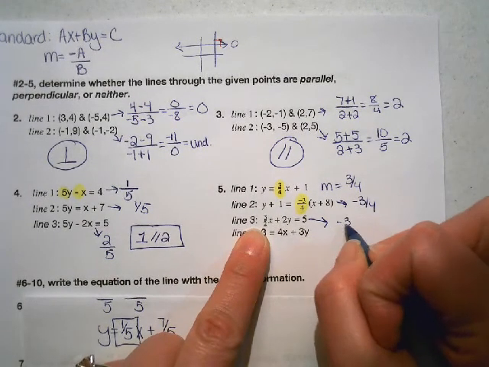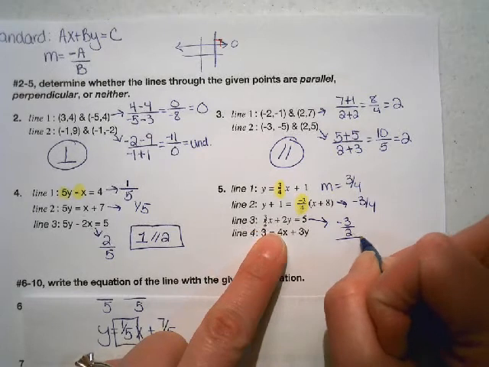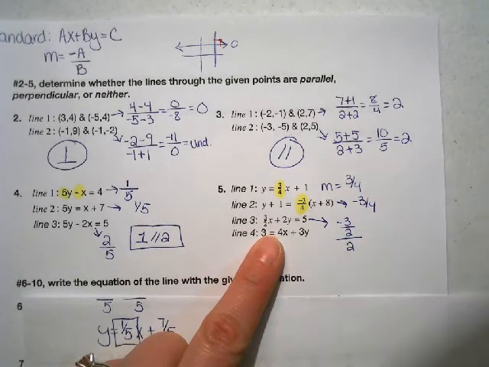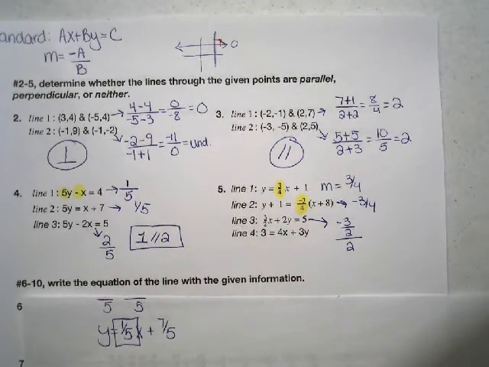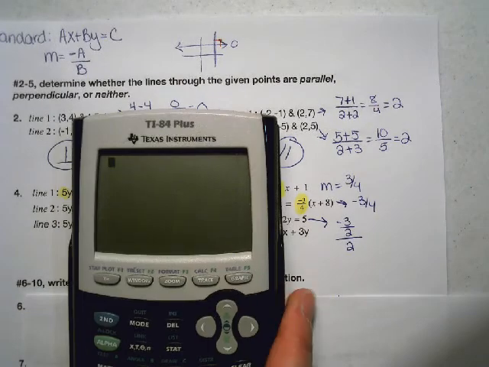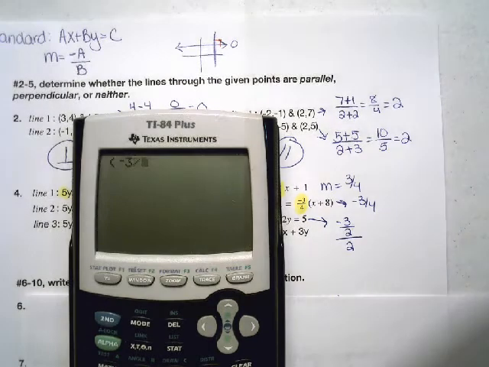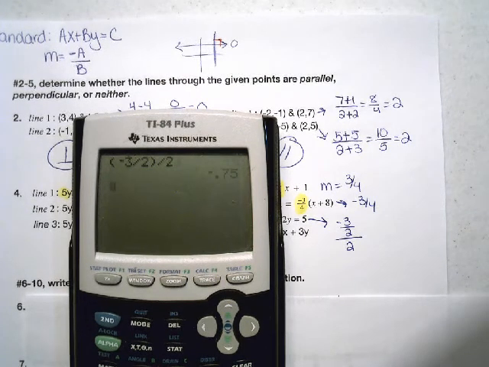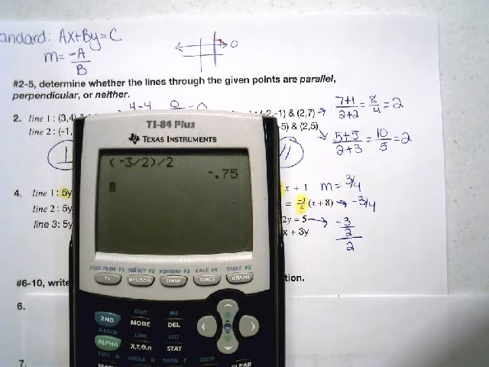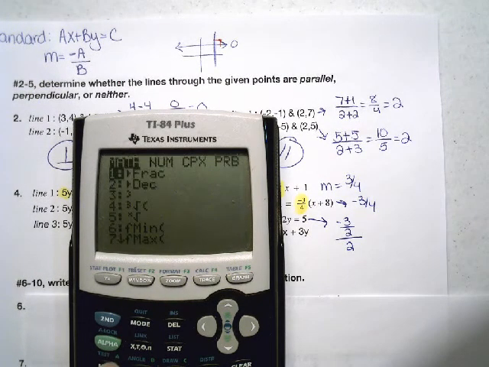Line 3, oh, that one's kind of a pain. Because if you want to use the shortcut, you would do opposite x divided by y. So notice that is a compound fraction. But that's okay, because you could go to your calculator and just type it in. So there's my x divided by my y.